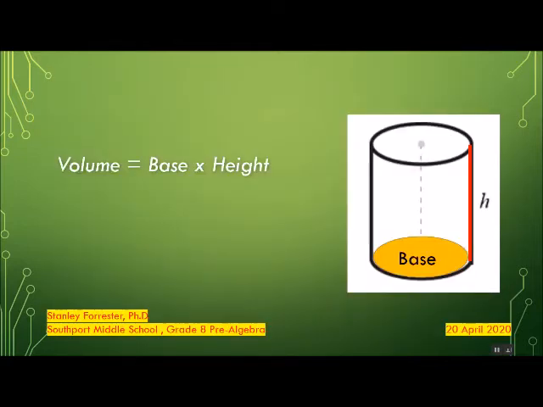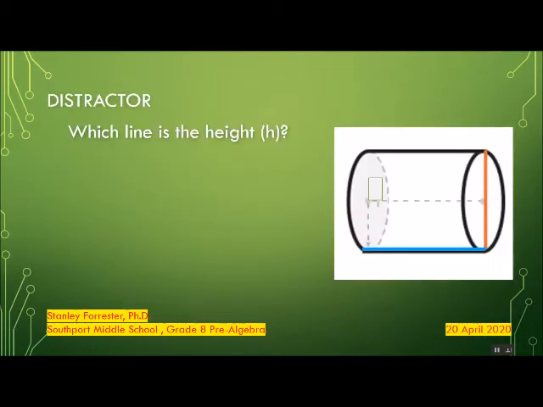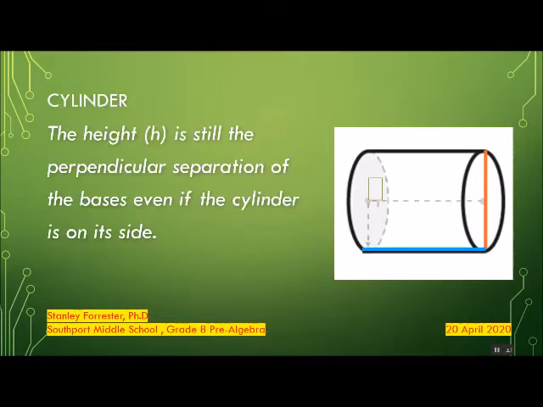Okay, and we're back to our formula. Volume of a cylinder is just simply base times height. So let's recognize the base and the height. Which line is the height? Think about that for a moment. We have a red line there, and we have a blue line. Which of those is the height? Now you should pause this for a moment until you come up with an answer. But I'm just going to keep on going and let's see what we got.